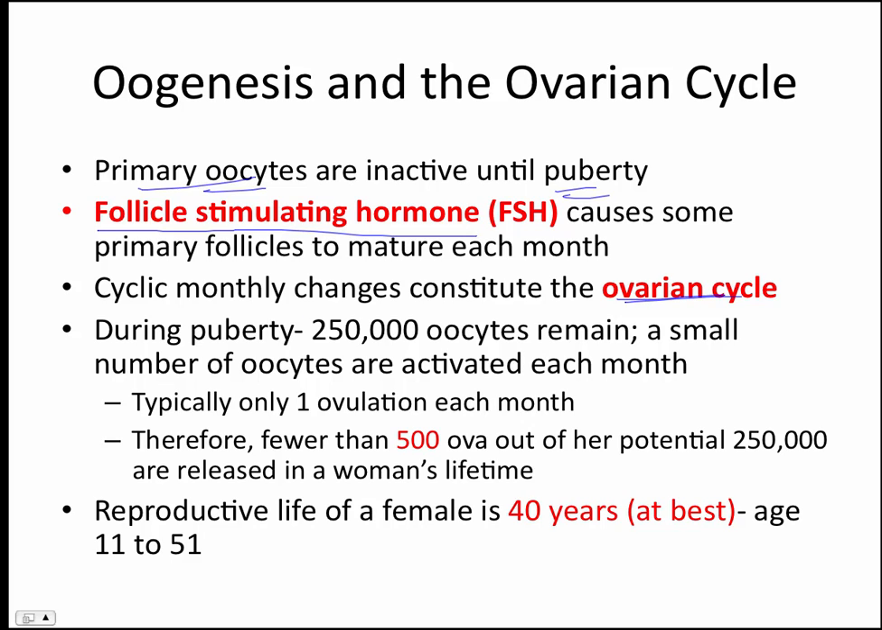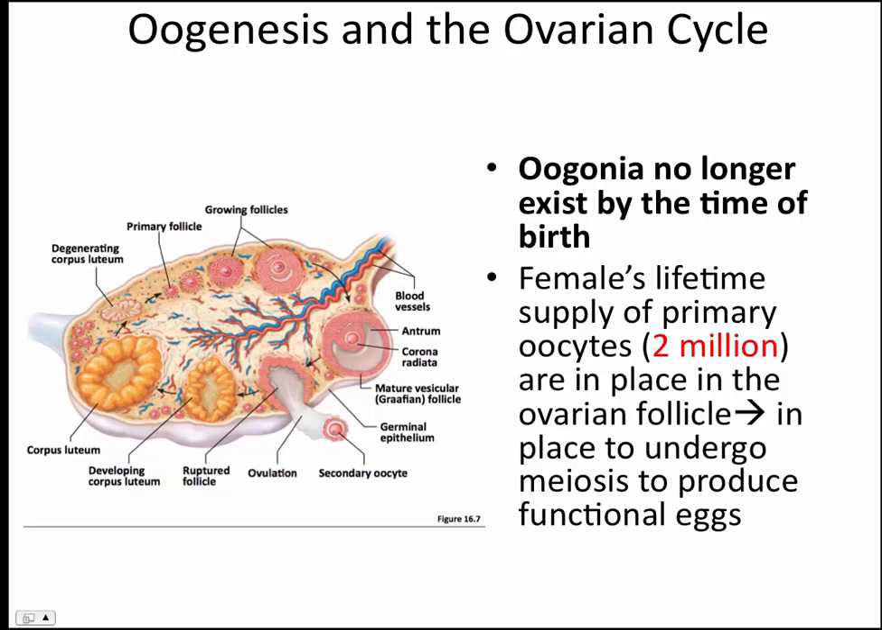During puberty, you're only going to have 250,000 oocytes remaining, and a small number of those oocytes are going to be activated each month. However, only one oocyte is going to be matured and ovulated each month. So only 500 out of your potential 250,000 are going to be released into your fallopian tube in an entire lifetime. Now let's go back to see what I'm talking about.